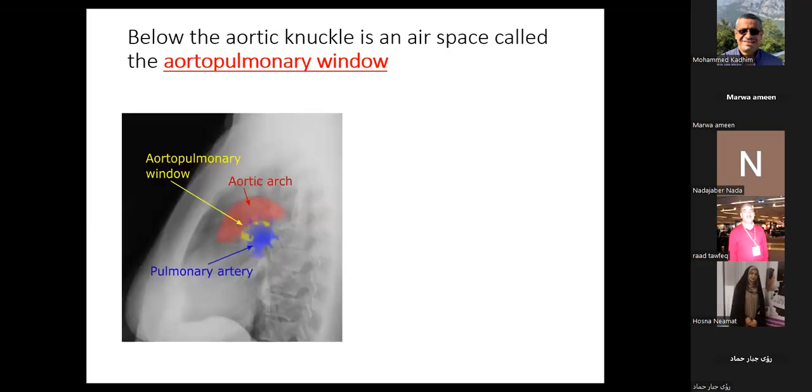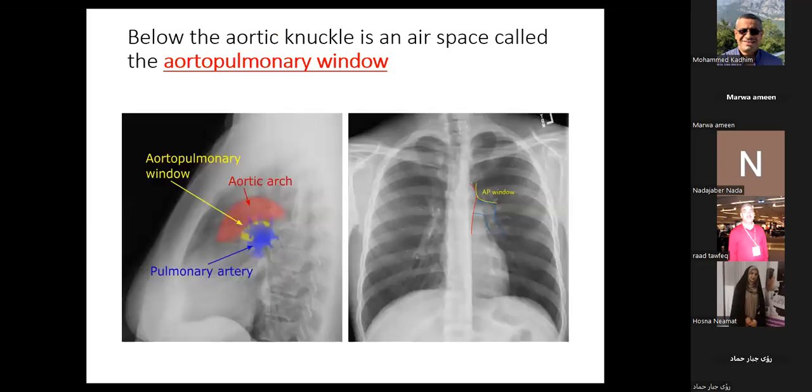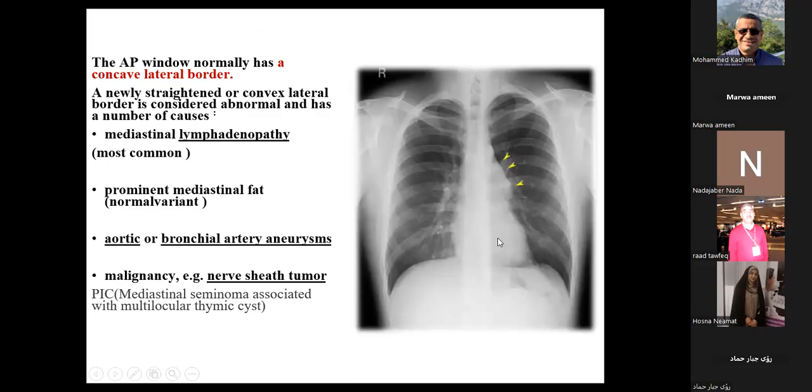Now, the aortopulmonary window. As you see in the lateral and frontal X-ray, at the area of the passage between the aortic arch and pulmonary artery, it should be a radiolucent area. You see it here in yellow color. It should be concave. But if it becomes more prominent and becomes straight or convex, you have to consider differential diagnoses such as lymphadenopathy, prominent mediastinal fat, aortic and bronchial artery aneurysm, and malignancy.